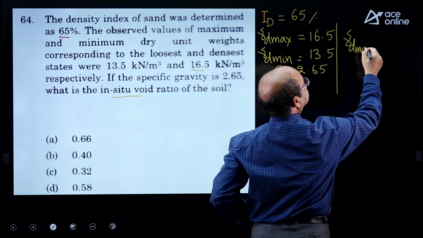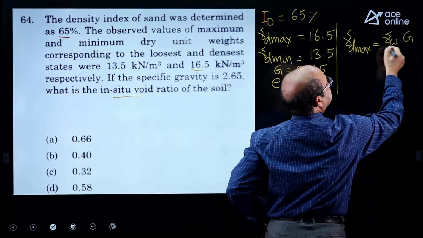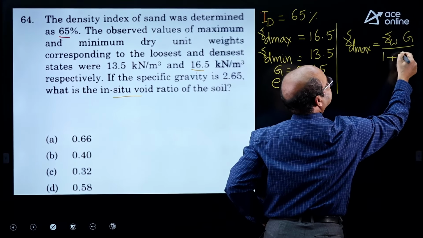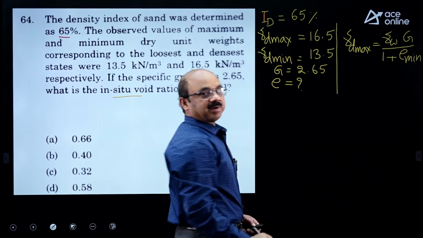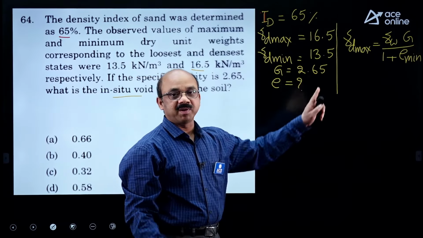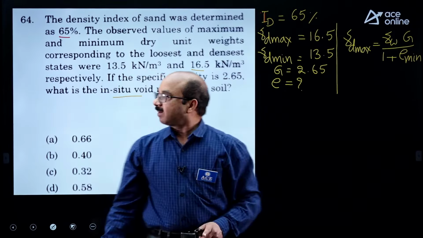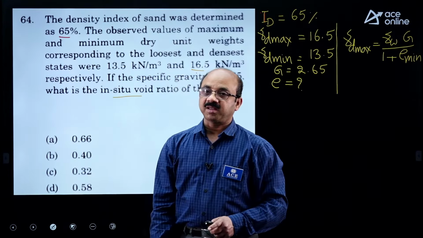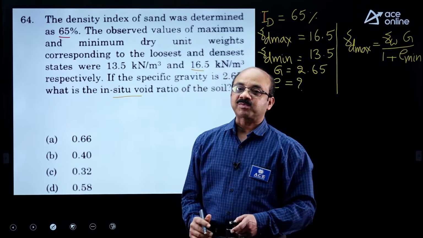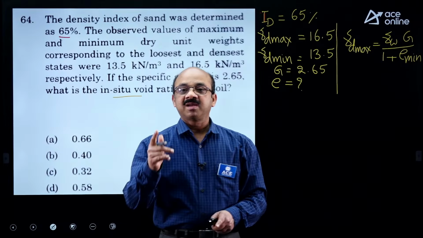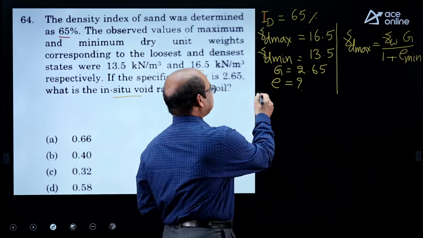Gamma D max is equal to gamma W into G by 1 plus E minimum. Be careful here. To get gamma D maximum, E should be minimum. This is a basic formula. Gamma W value is not given in this data, as you can see there. Because gamma W is not given, you can take the approximate value for easy calculation purpose. Here I take gamma W value as 10 kN per meter cube.